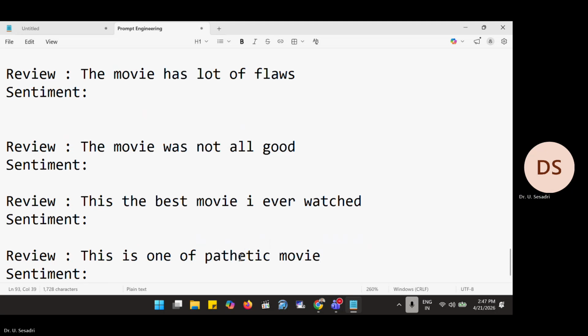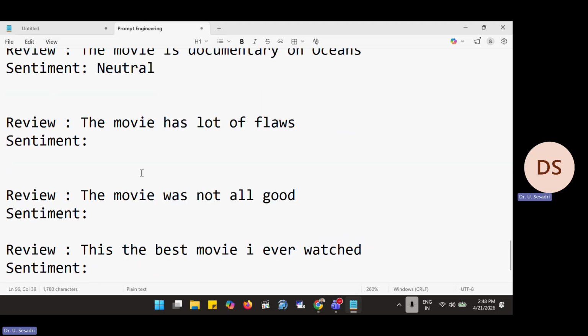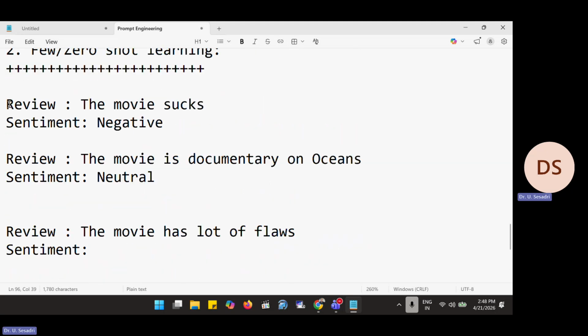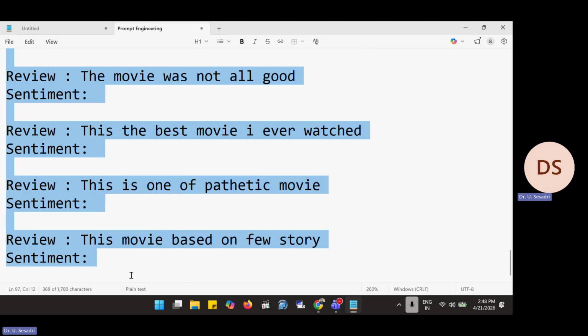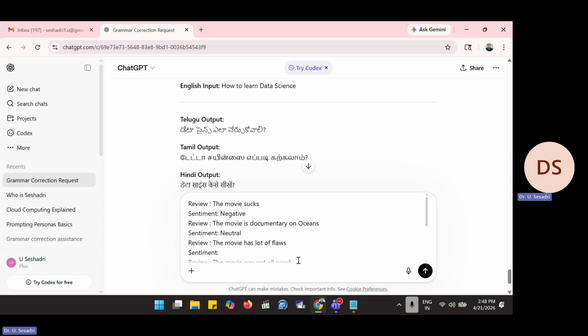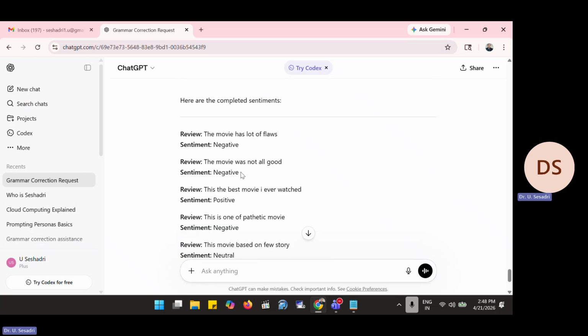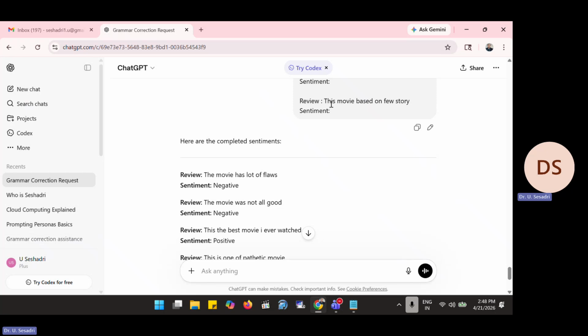See, and next, one more I have given: "This movie is based on a true story." For some, I have given the review and the sentiment. For some, I have not given the sentiment, only the review. See, this I have given in GPT. What result is it providing? See that, the remaining ones it is also providing. Here I have given a sentiment only for one, and for the last I have not given it.